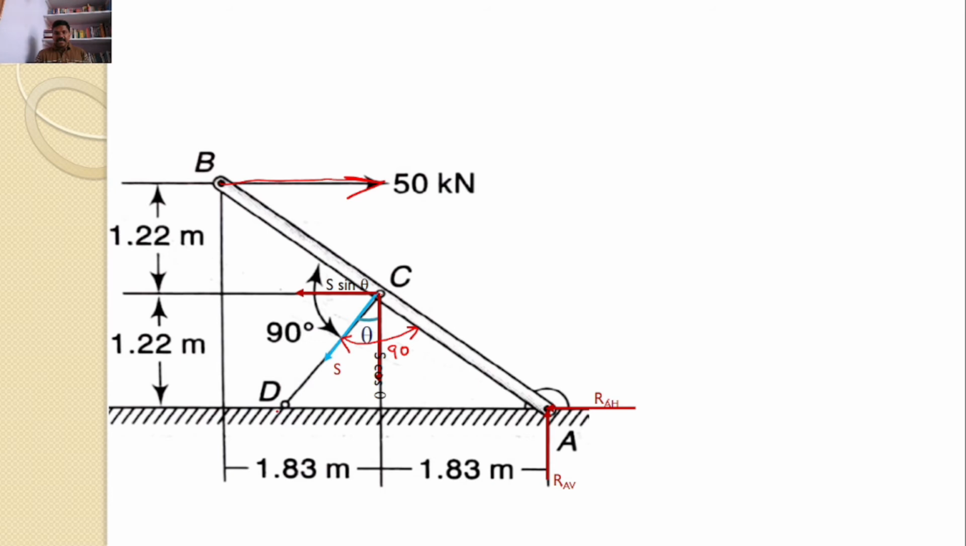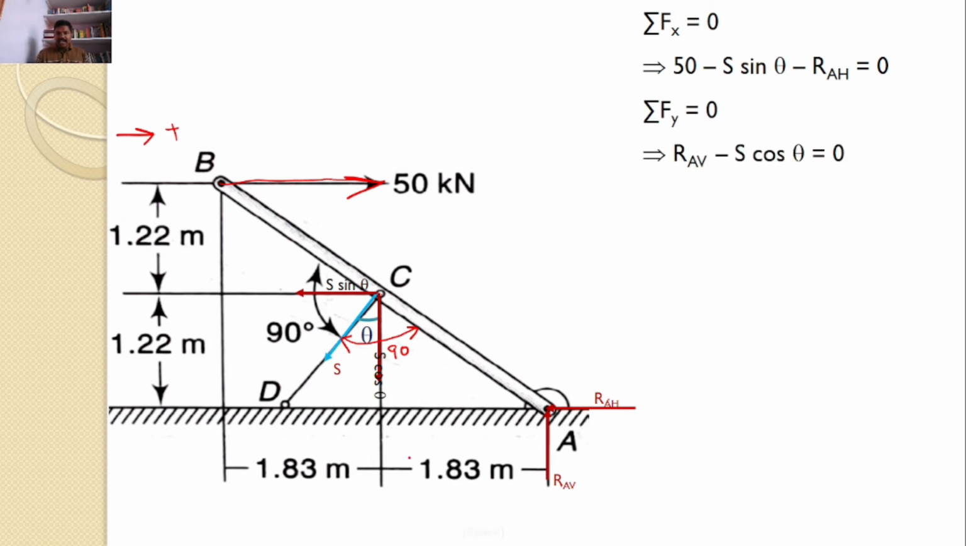Now let us consider the equilibrium equation sigma Fx equal to 0. There are three forces acting along the x-axis. Hence I can say 50 minus S sine theta minus RAH equals 0, considering this side as positive. Similarly, sigma Fy is equal to 0. There are two forces acting along the y-axis. By considering the upward direction as positive, I can say RAV is equal to S cos theta.